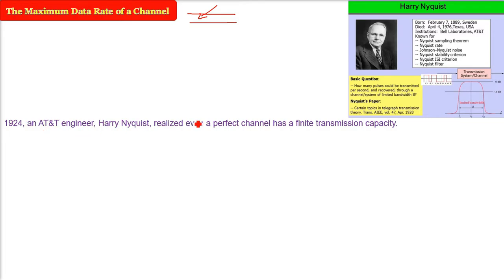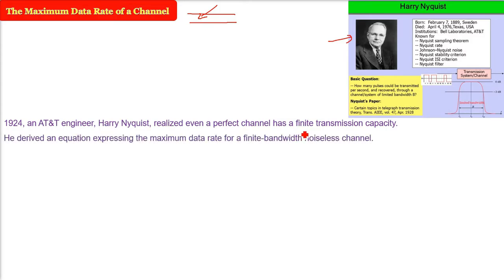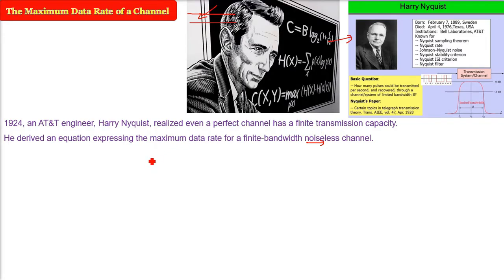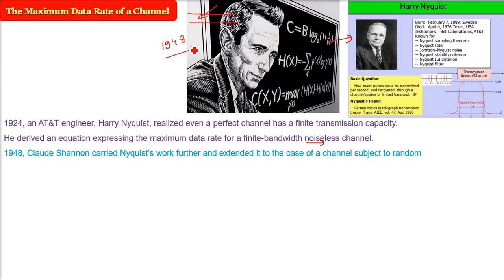In 1924, an AT&T engineer, Harry Nyquist, realized that even a channel which is regarded as perfect has a finite transmission capacity, bits per second or sending rate. So Nyquist derived an equation for the noiseless channel, expressing the maximum data rate in bits per second for a finite bandwidth.